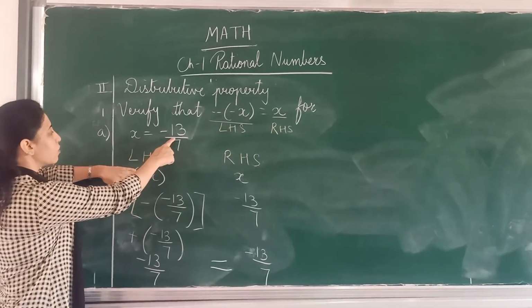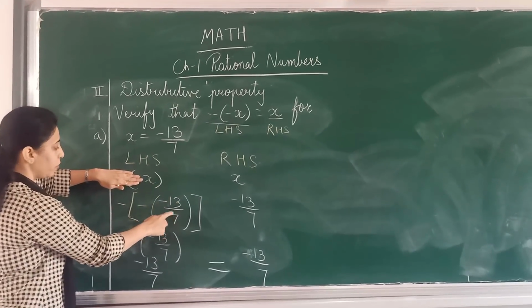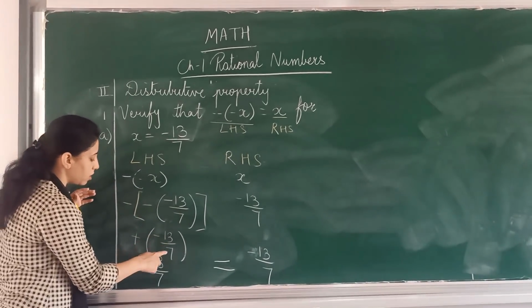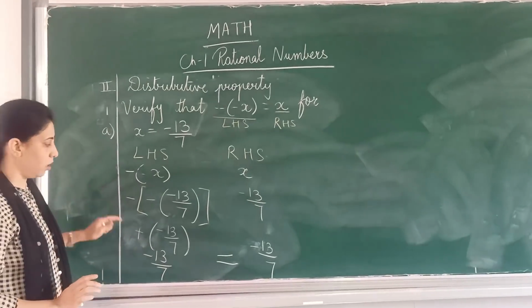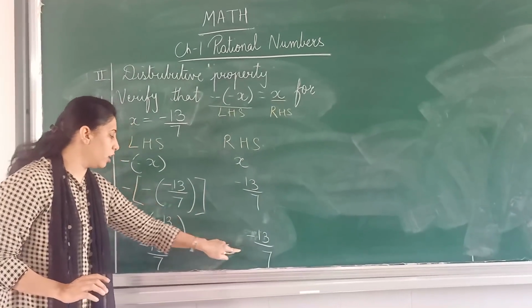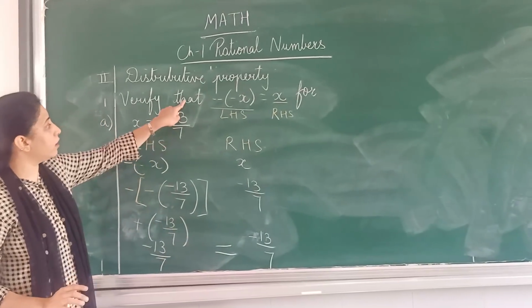Hide this. X value is minus 13 upon 7. So write minus 13 upon 7. Minus and minus becomes plus. So minus 13 upon 7 is your answer. So check RHS, is it minus 13 upon 7? If it is same, so it is verified.